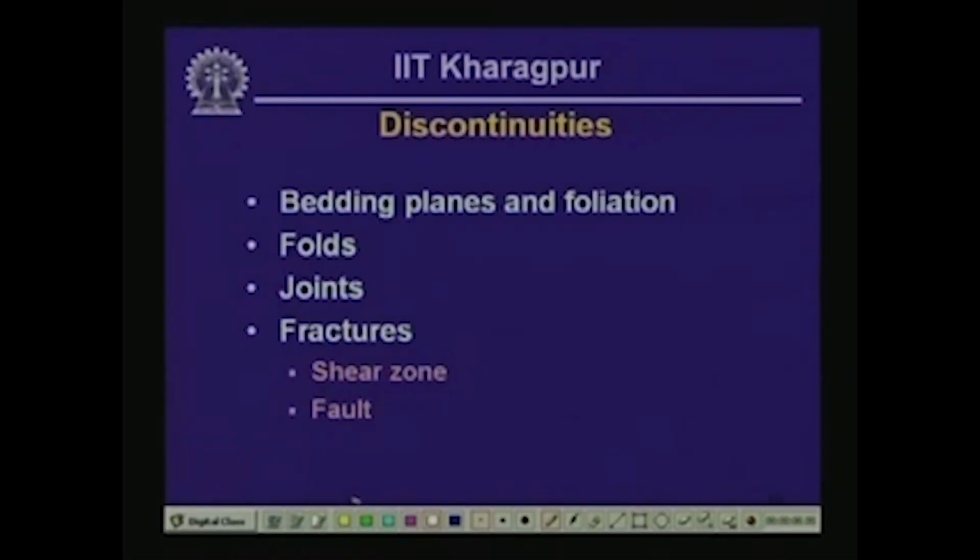Shear zone, when the movement is relatively of small magnitude, the permanent slip between different portions of the rock mass is of smaller magnitude, then the discontinuities that result from that kind of movement is called shear zone. If the movement is much larger, then that leads to the development of faults, and we looked at various different categories of faults in our earlier lessons.